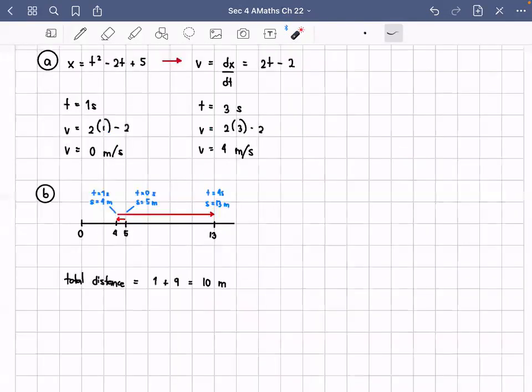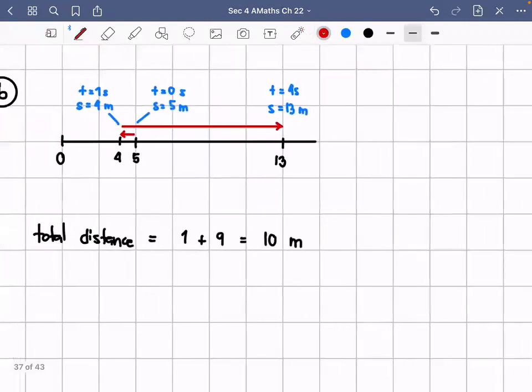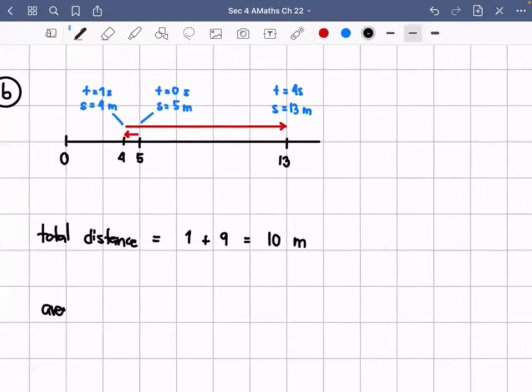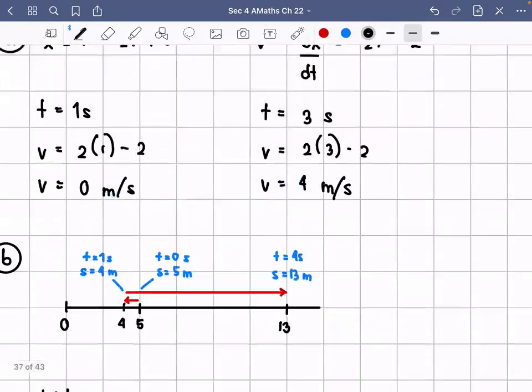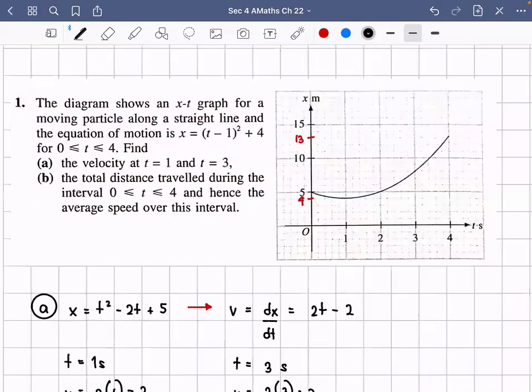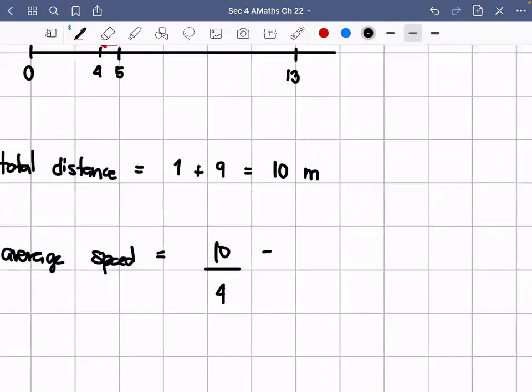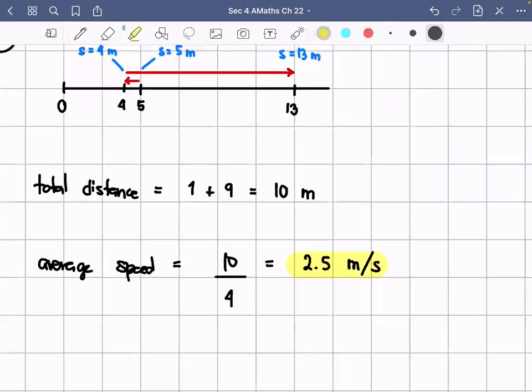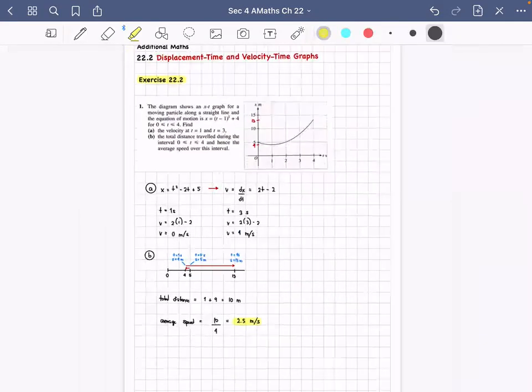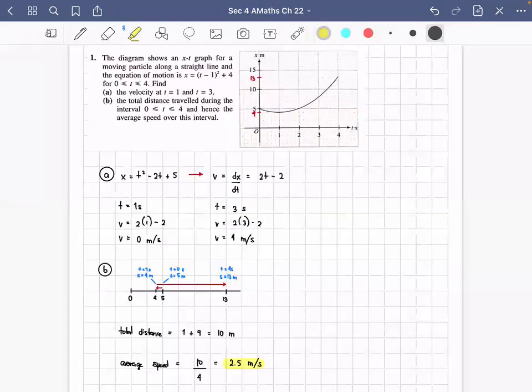And then divided by, sorry, let me write it again. So average speed. So what's average speed? So again, it's 10 divided by 4. The average speed, by the way, is divided by 4 because of 4 seconds, right? So your answer here is 2.5 meters per second. So that's your answer for this. Okay, Sec 4, do you have any questions? None?